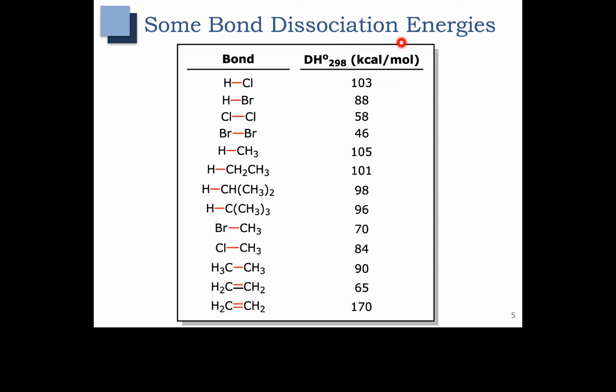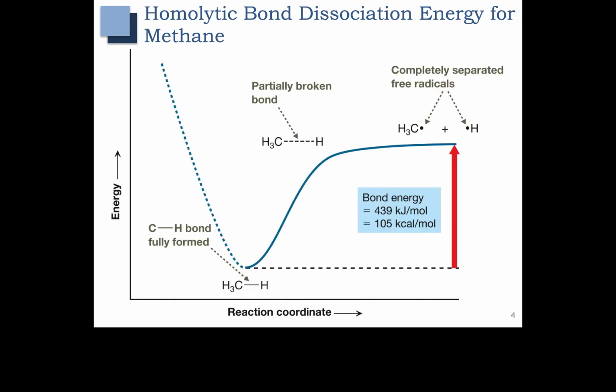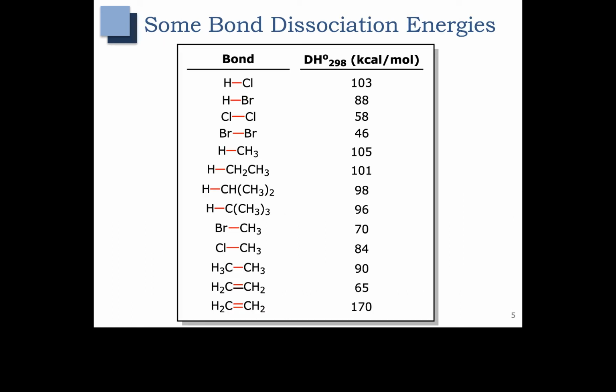I've listed the values in kilocalories per mole, and you can see that these values are at 298 K. If we think about the example we just looked at, here's a carbon-hydrogen bond for methane at 105 kilocalories per mole. And if we go back to our diagram, you can see that our bond energy is 105 kilocalories per mole. It's important to note that the carbon-hydrogen bond dissociation energy for ethane is different than for methane. The bond dissociation energy also differs from ethyl to isopropyl to t-butyl. And we're going to refer back to this chart periodically during this lecture.